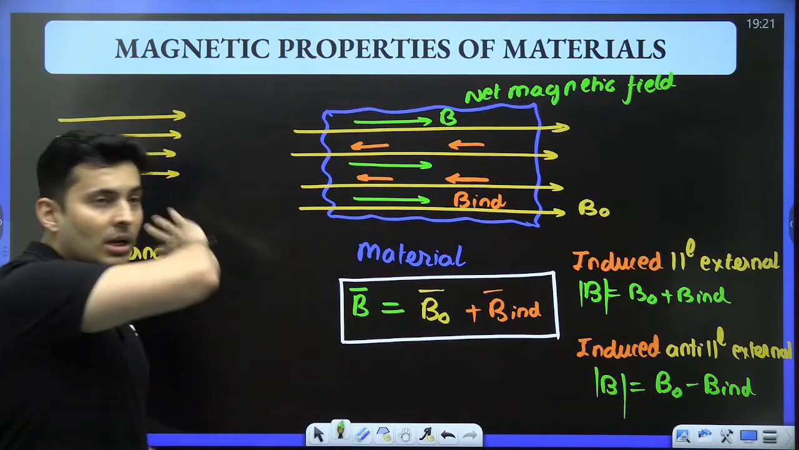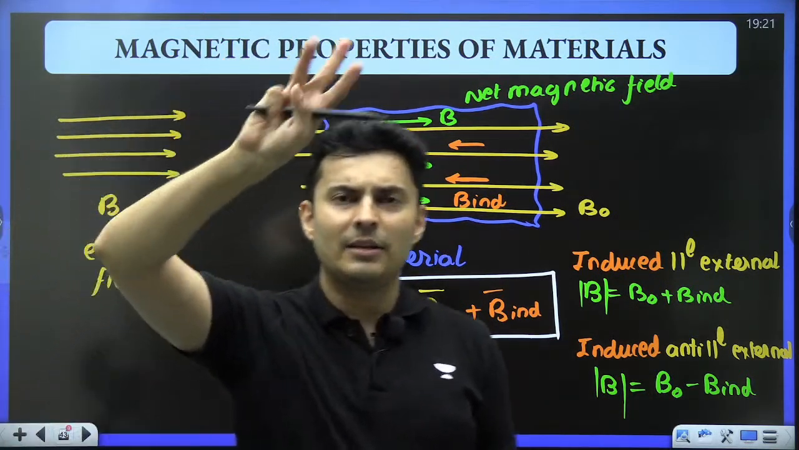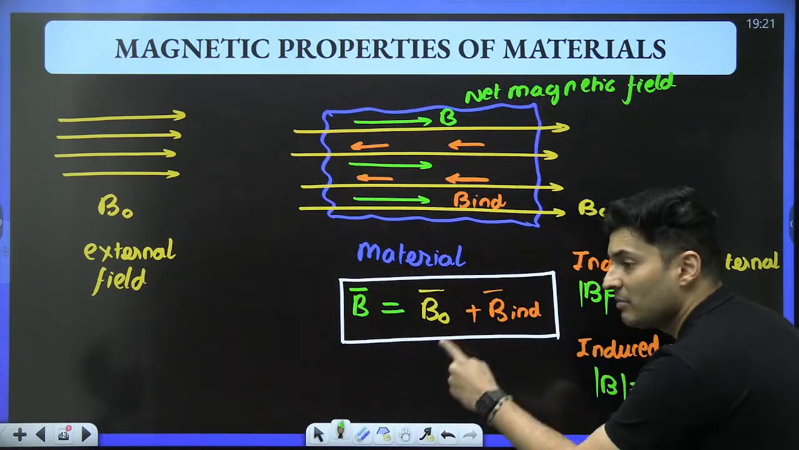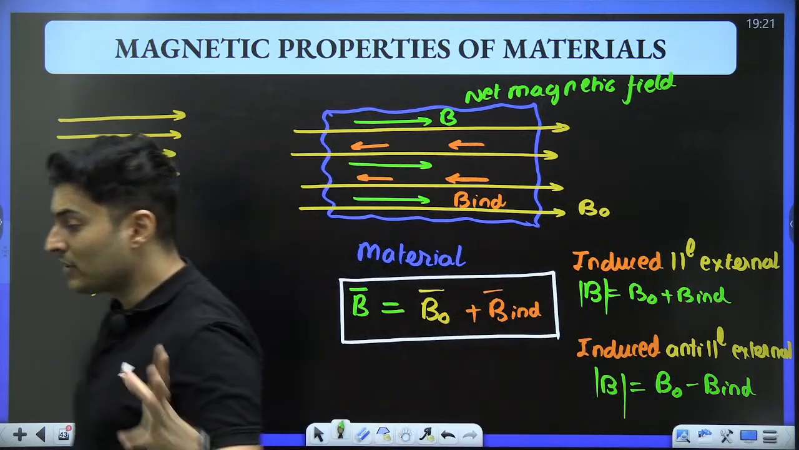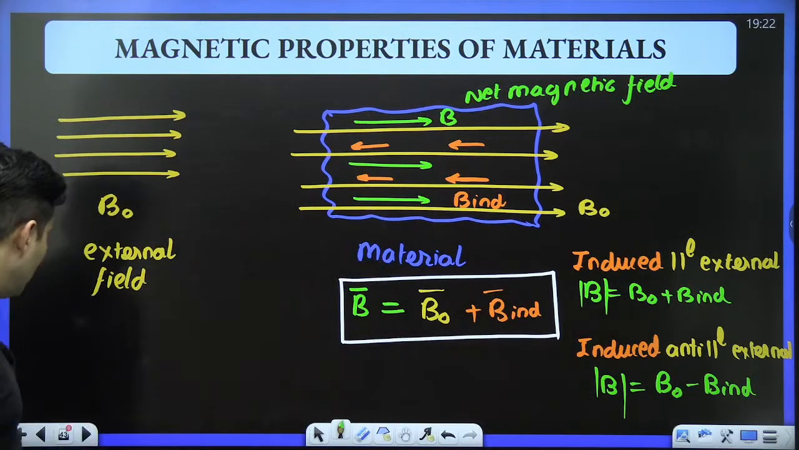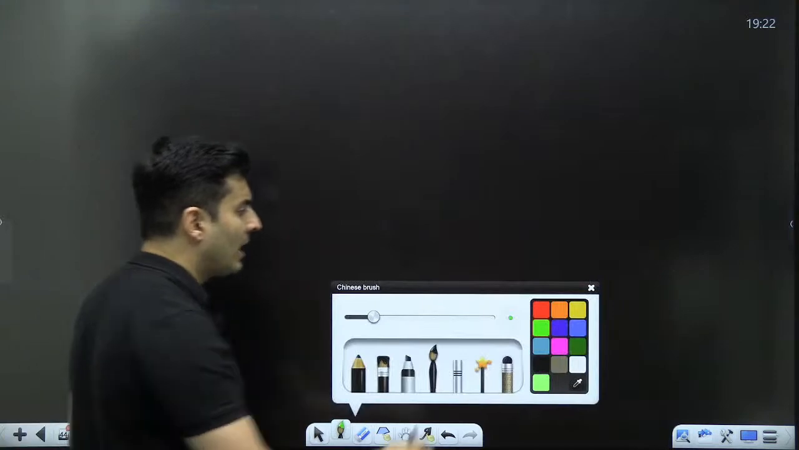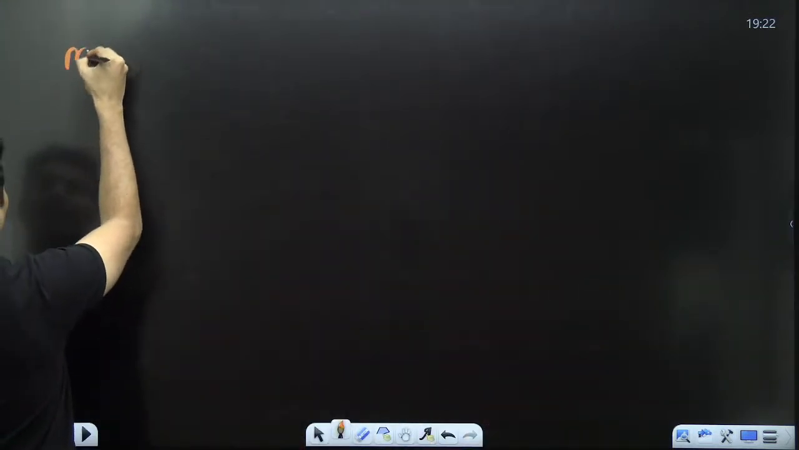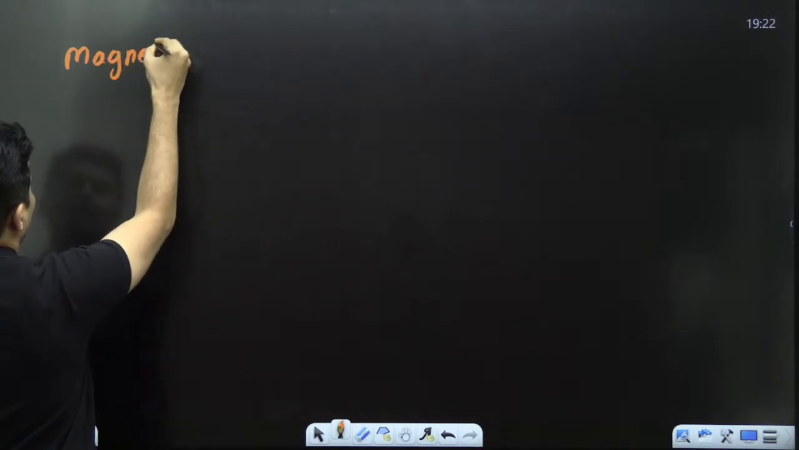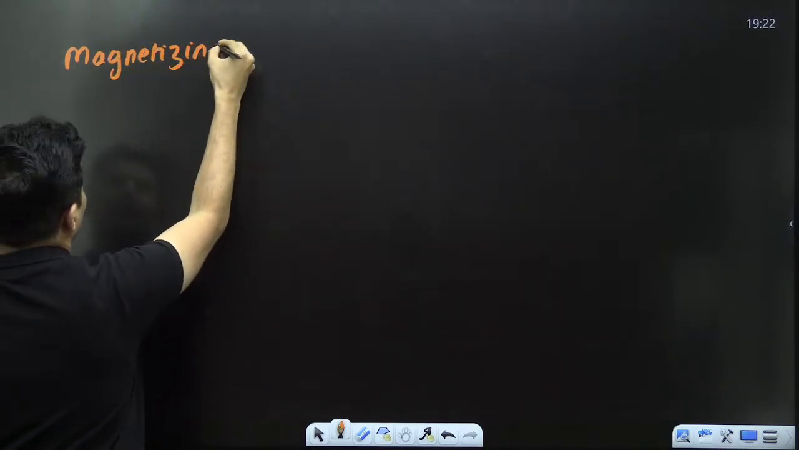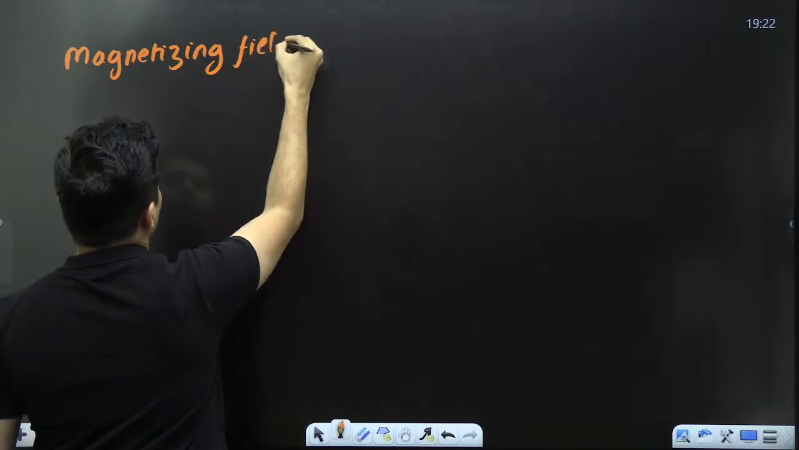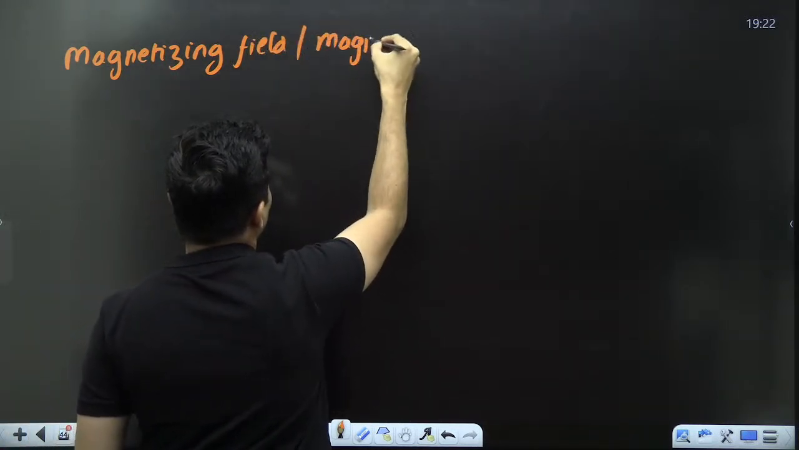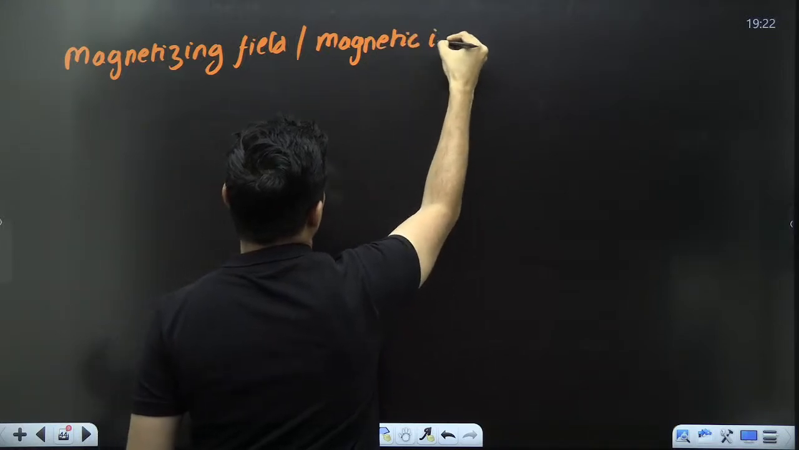Can we go ahead? Are you able to understand what is the induced field, external field, and the net field, and how they are all related to each other? Because I'm going to use the same symbols throughout now. So the first parameter which is going to use these symbols is magnetizing field or magnetic intensity.